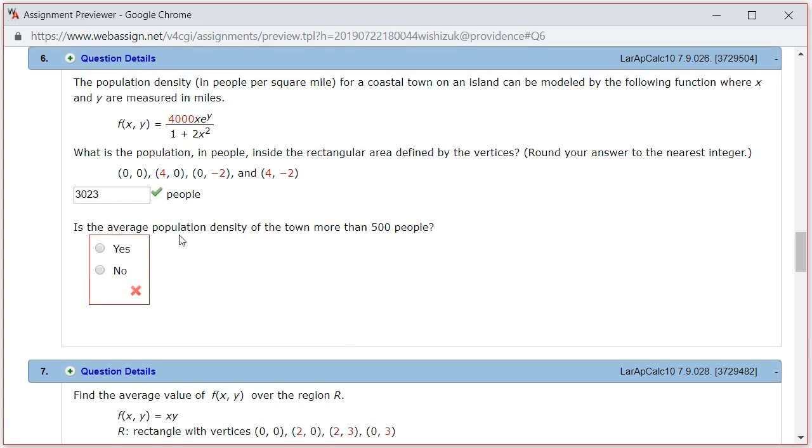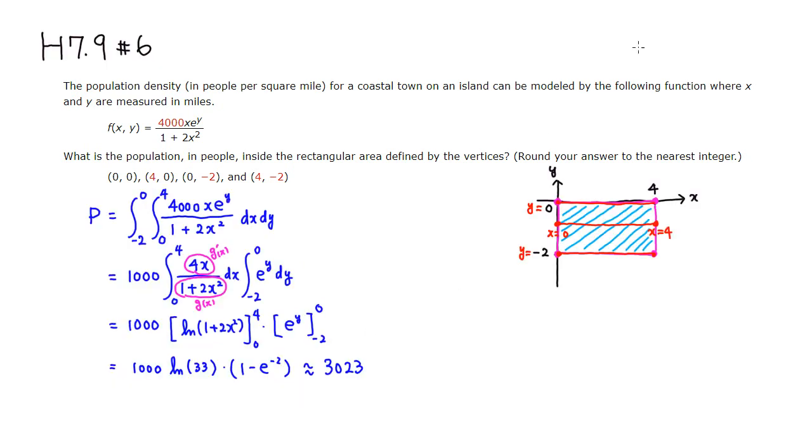We got the population correctly. The next question is whether the average population density of the town is more than 500 people. So we divide 3023 by, since this is a 2 by 4 region, 8, which is certainly not bigger than 500. So the answer would be no. Let's check the answer. I came back and it looks like we got this one correctly. That's it. I hope this was clear.